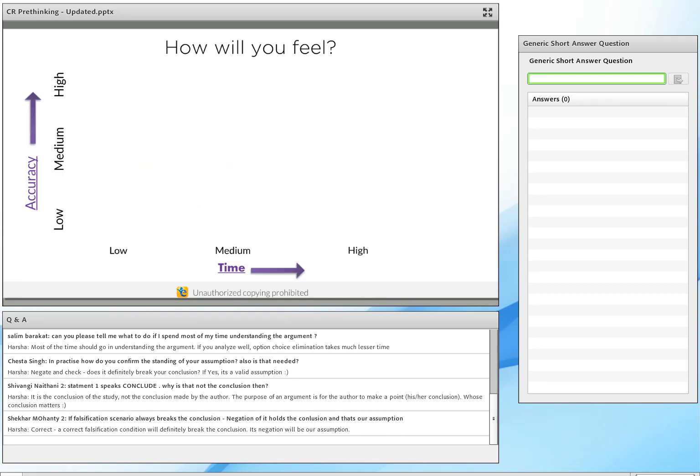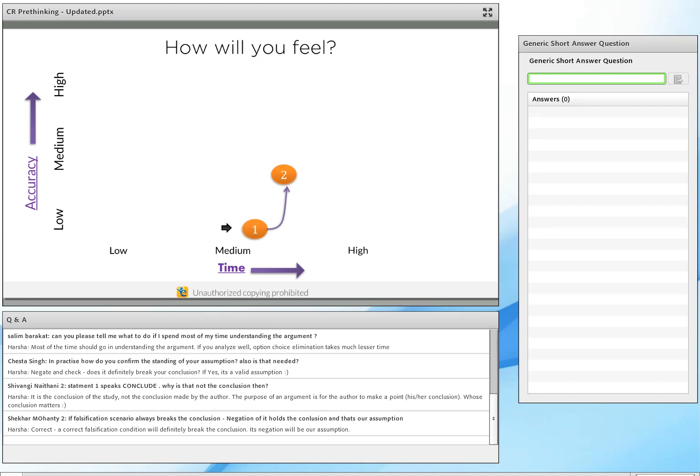So here is how this is going to work. Let's assume you start with point number one, and this is a chart over here, where your accuracy is low and your time to answer questions is medium. Now, when you start applying pre-thinking, two things will happen. First, your accuracy will go up. The second thing that's going to happen is your time to answer questions will go up as well.